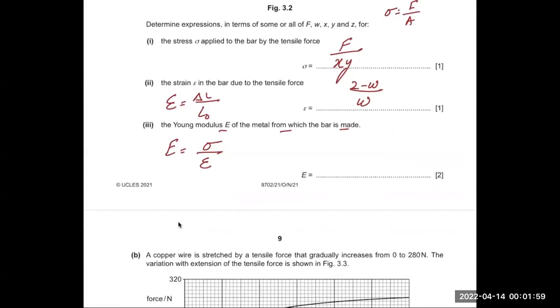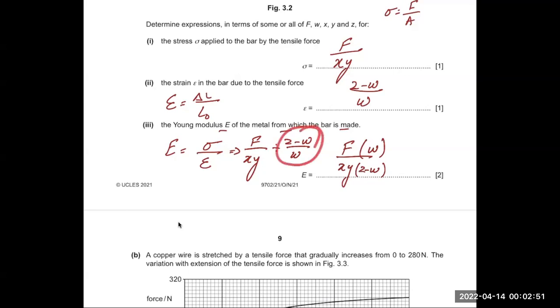Part three says, what is the Young modulus E of the metal from which the bar is made? Young modulus is stress upon strain. All you need to do is plug in the equations that we formed above. F upon XY divided by Z minus W upon W. Some of you can do this directly. So what do you get? F upon XY times Z minus W times W in the numerator, or FW upon XY times Z minus W. Here we go. It's maths. You take the reciprocal of this and multiply, and this is what you'll get.